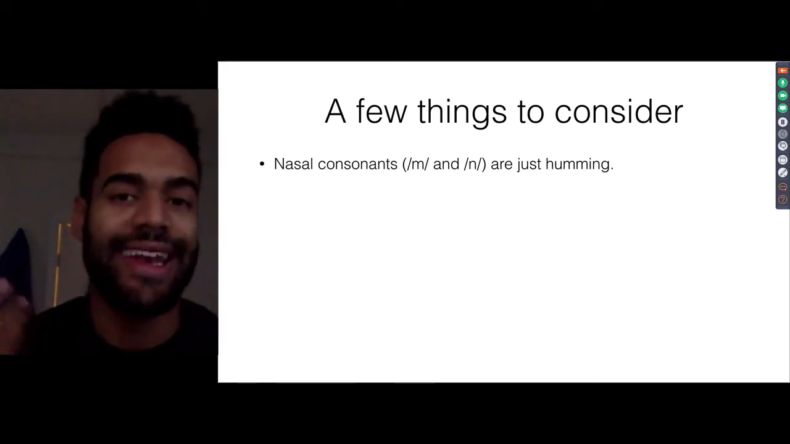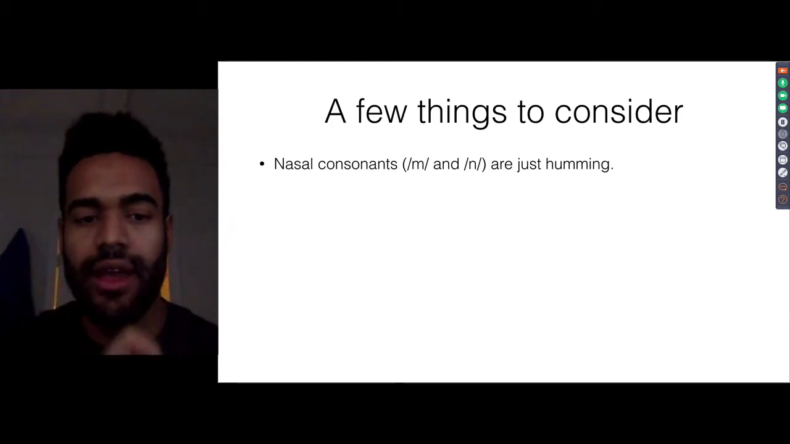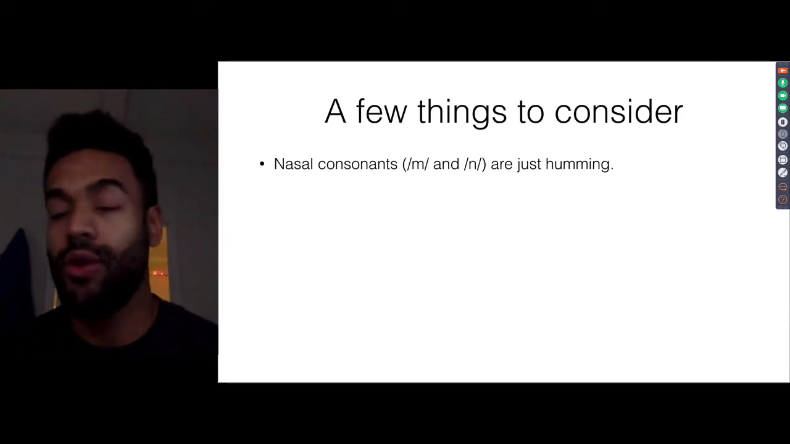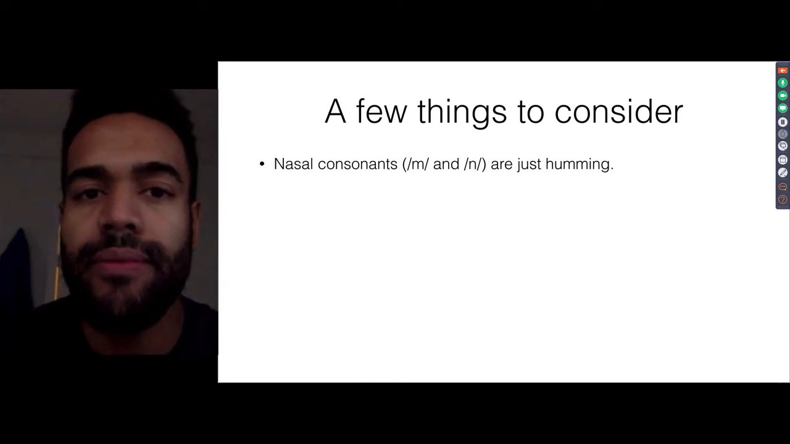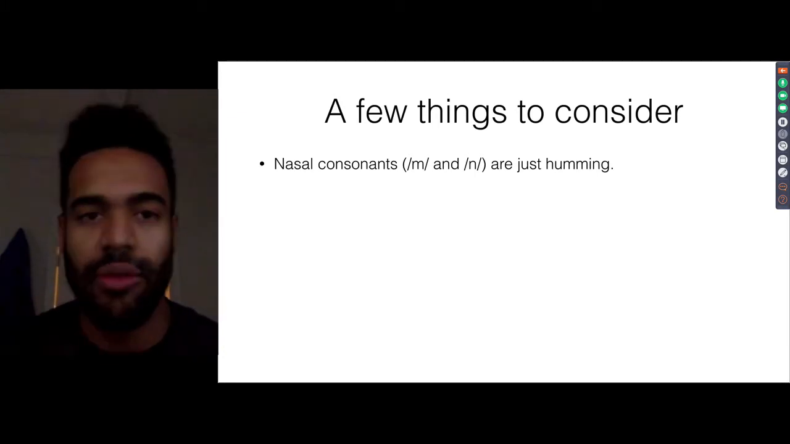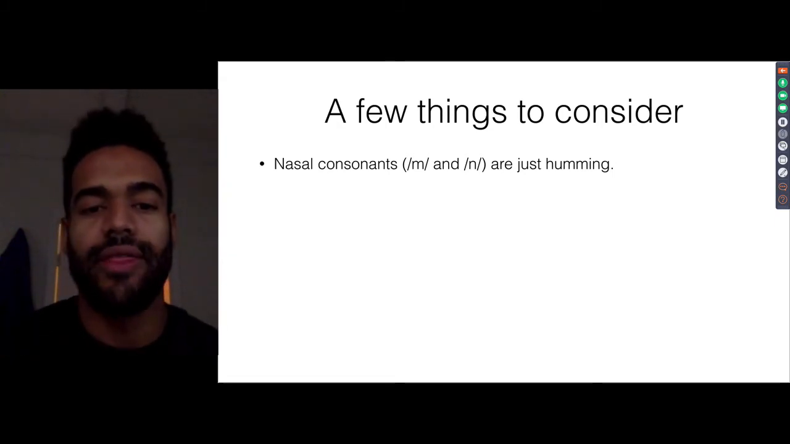So we have a set called the nasal consonants, like m, n. These are nasal consonants. If you think about it, do m in slow motion. What are you doing? You're just humming. You say mom, right? Without the ah in between, you just have that. That's just humming. And then same with the n.